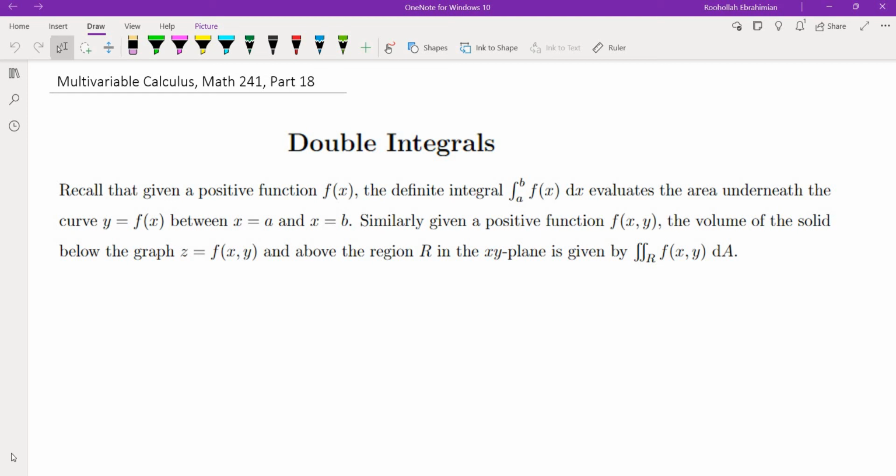This is the 18th video on my multivariable calculus. In this video, we're going to talk about double integrals and how we can evaluate them.